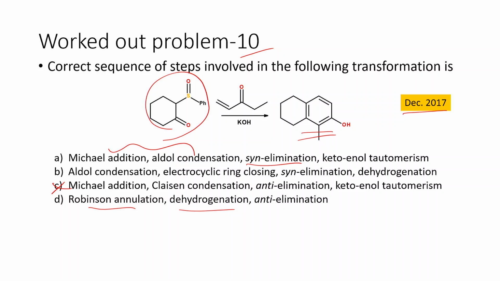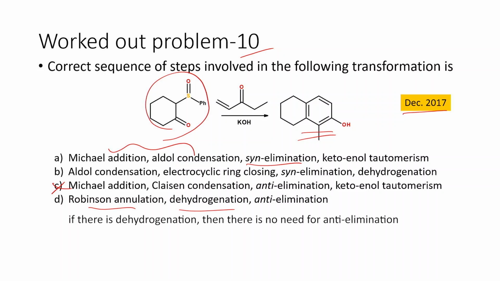So that means dehydrogenation may not be the right reaction, because dehydrogenation removes the double bond, but our final product has a double bond. So if you apply logic, this dehydrogenation reaction may also not be the right choice. So that also we can rule out. And then we end up with only two reactions, the first two, A and B.